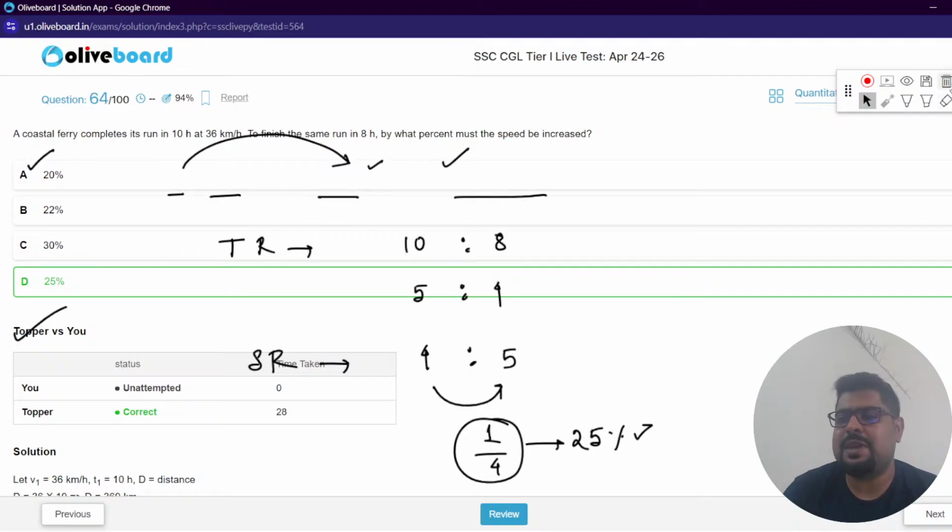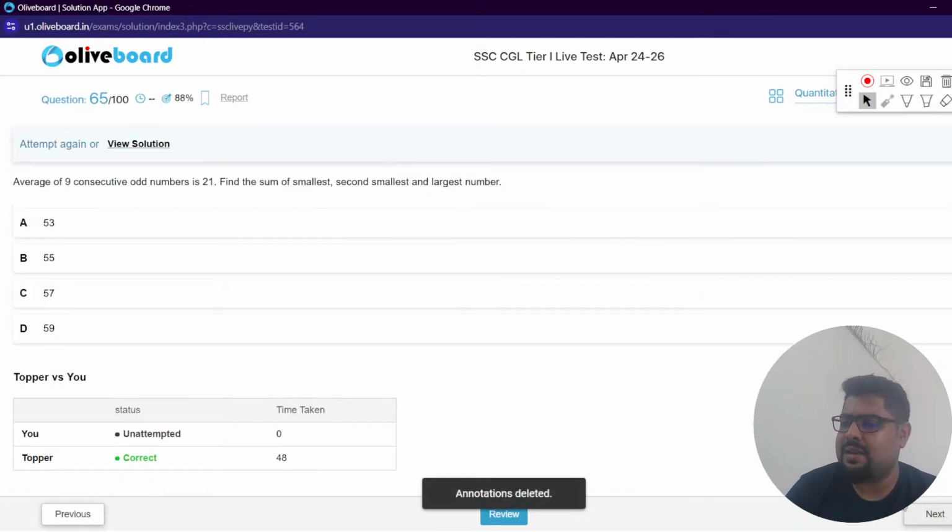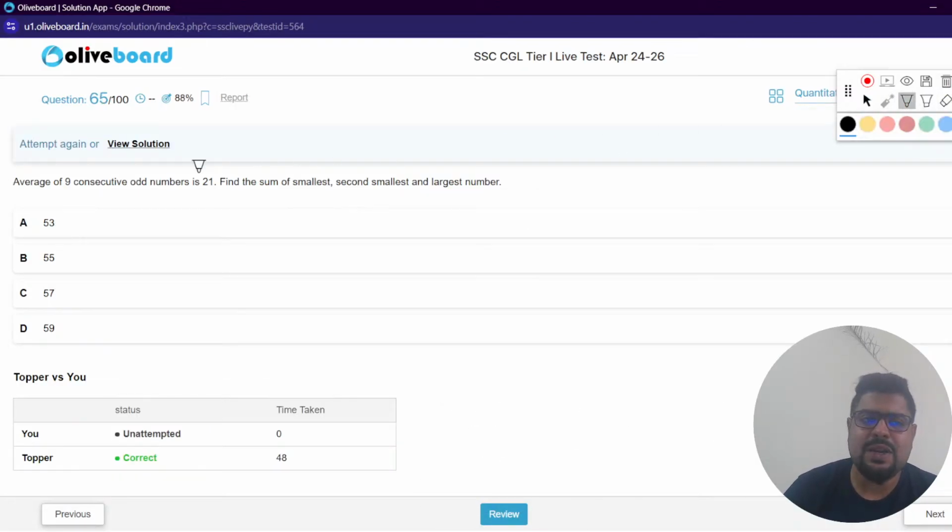Option D must be your answer. You don't need anything. Clear? Next one. Average of 9 consecutive odd numbers.